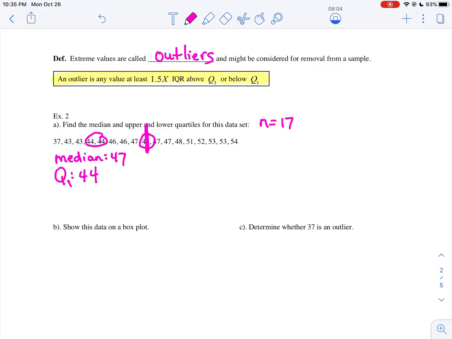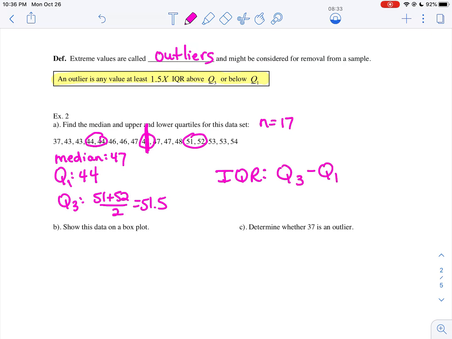And then I'll do the same, whoops, that's quartile 1. Then quartile 3, maybe you can see if I'm tapping in 1, 2, 3, 4. That's going to be between 51 and 52. So you take 51 plus 52 over 2. That's 51.5. Let's go ahead and do the interquartile range, which is quartile 3 minus quartile 1. That's 51.5 minus 44, so that's 7.5.